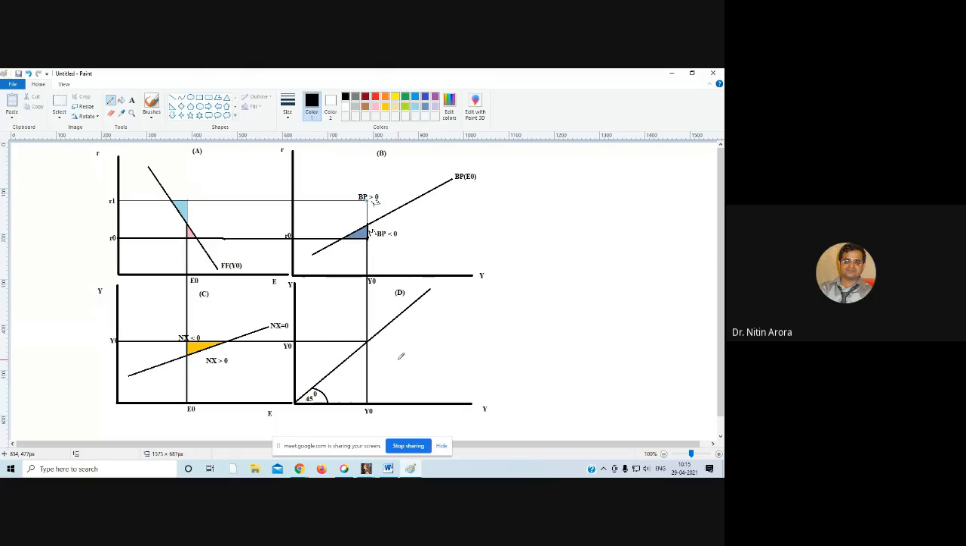Once again, I am repeating: to the right side of NX curve, current account is in surplus. To the left side of NX curve, current account is in deficit. Similarly, to the left of FF curve or below the FF curve, we have deficit in capital account. To the upper area to the right of FF curve, we have surplus in capital account.